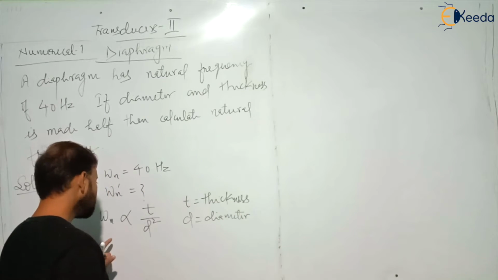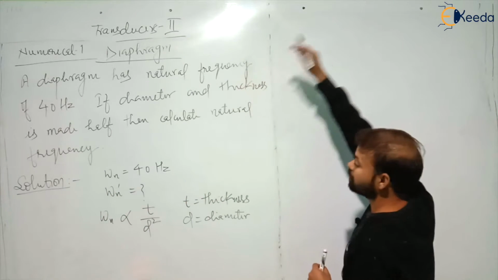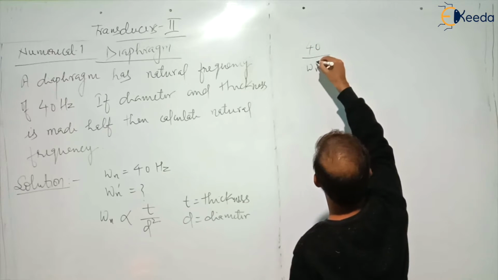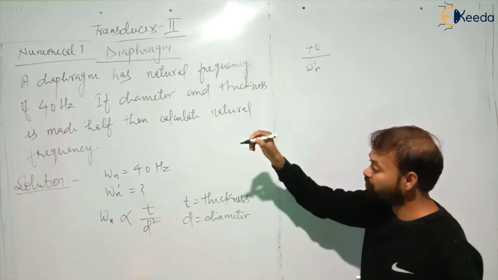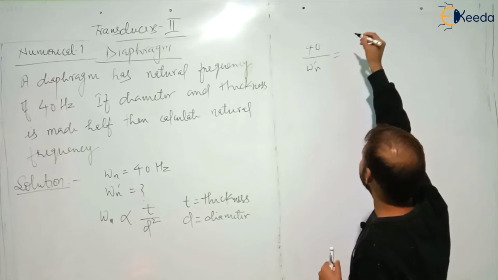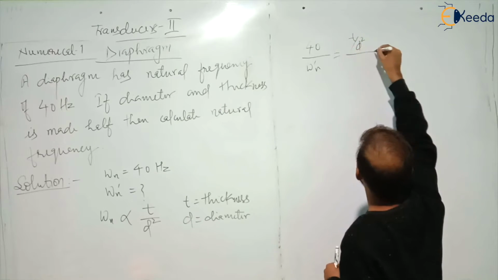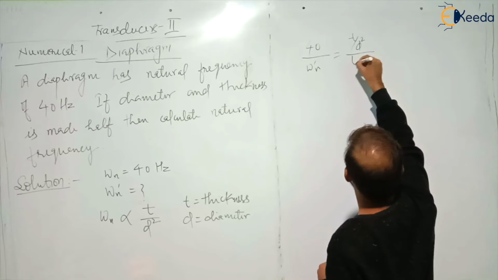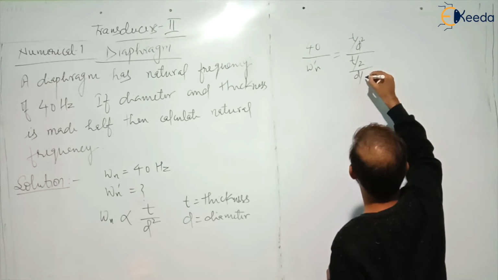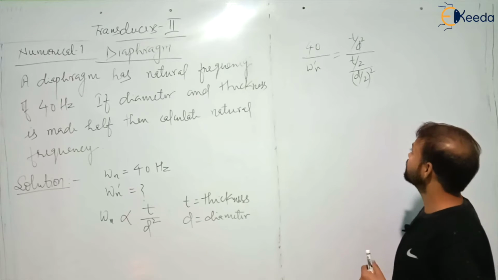So, if thickness and diameter are made half, the natural frequency is 40 and omega n dash is needed to be calculated when thickness and diameter are made half. Right? So this is T by D square divided by T by 2 divided by D by 2 whole square. Right? This is what is given in the question.